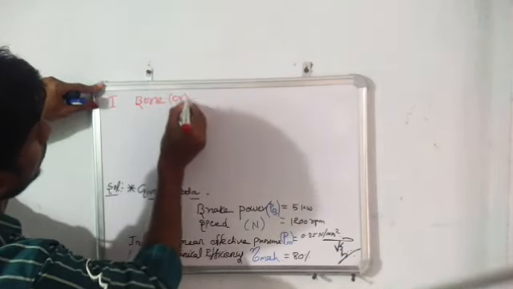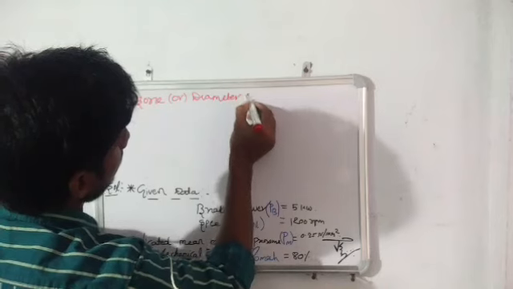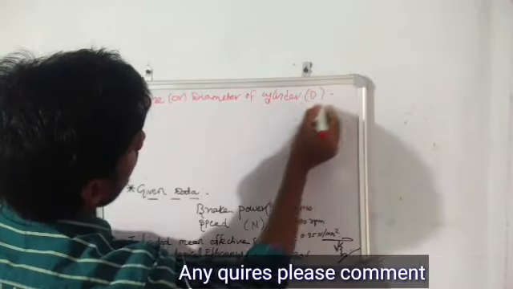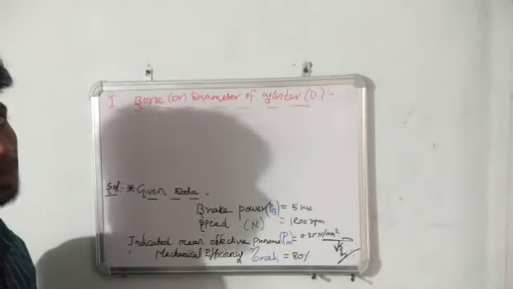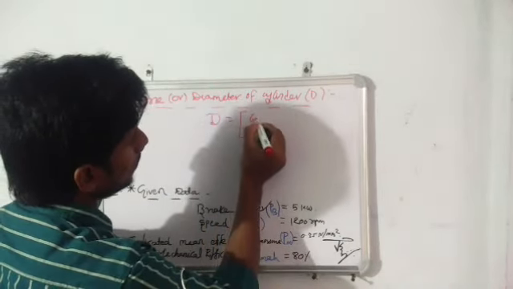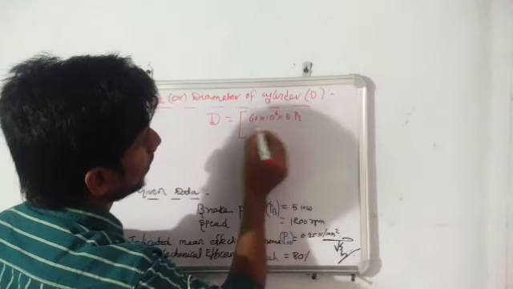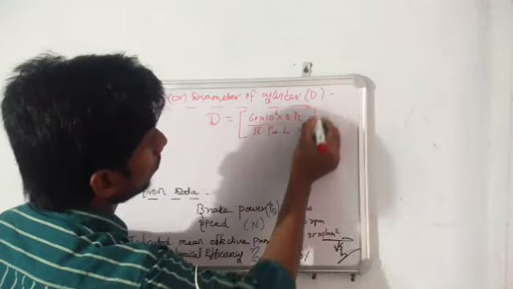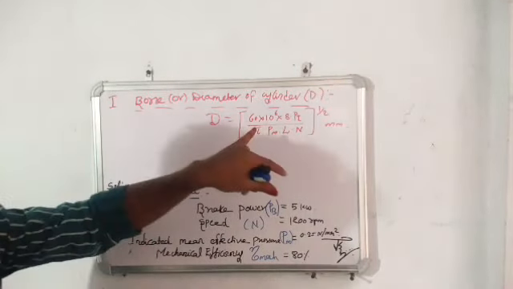Bore or diameter of the cylinder is denoted by capital D. We know the formula to find the diameter of the cylinder: D equals (60 × 10^6 × 8 × P_i / (π × P_m × L × N))^(1/2) mm. So this is the formula to find the diameter of the engine cylinder.